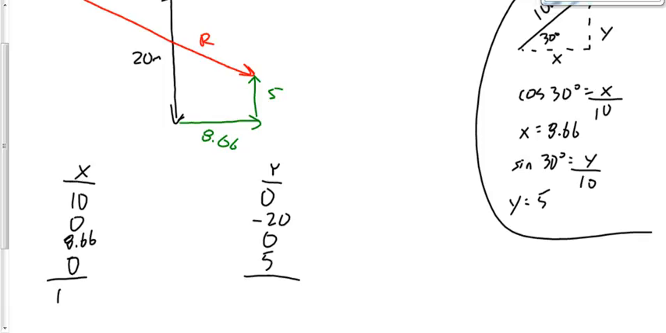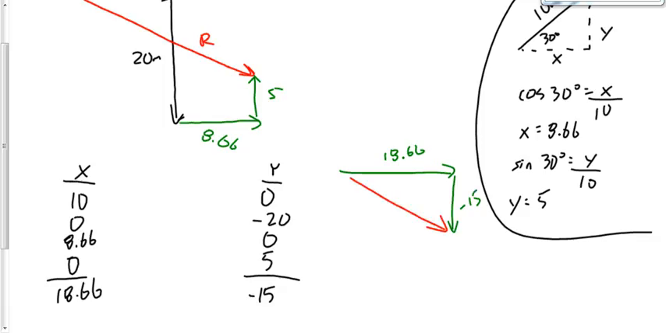We add these up, that's 18.66. We add these up, it's negative 15. We can deal with this now, right? We got 18.66, and we got negative 15. This is my resultant vector, and I know how to find this. All I do is say r is equal to the square root of 18.66 squared plus 15 squared.